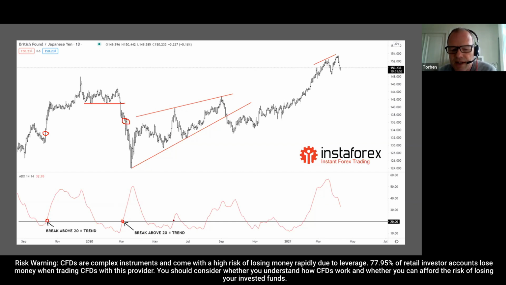You have it again here, becomes a short one. You have it again here, again a pretty short one. And you had it here too. You can't use this for anything else than just to see when it breaks above 20, that now you're in a trend. And that's the important stuff here. Okay.